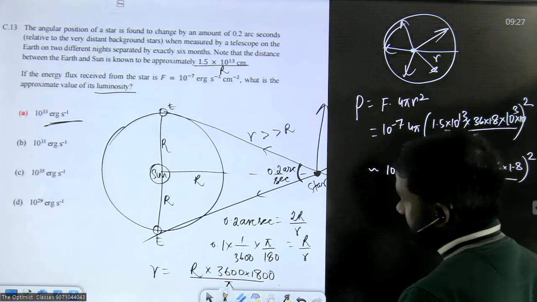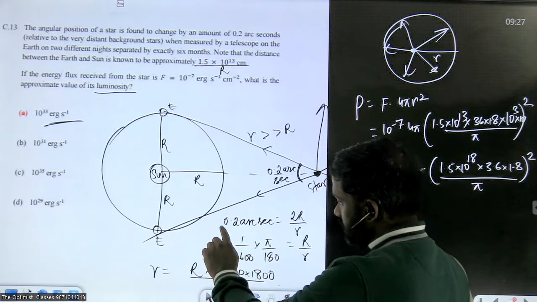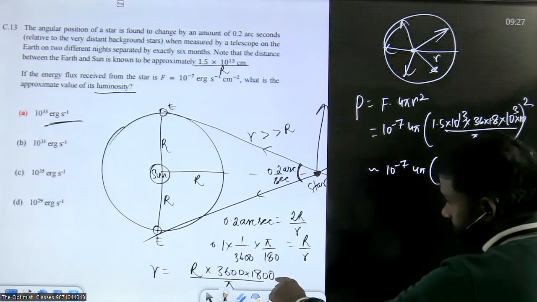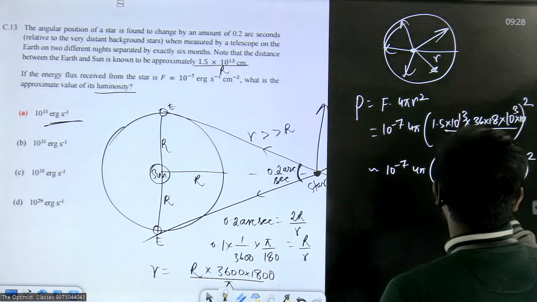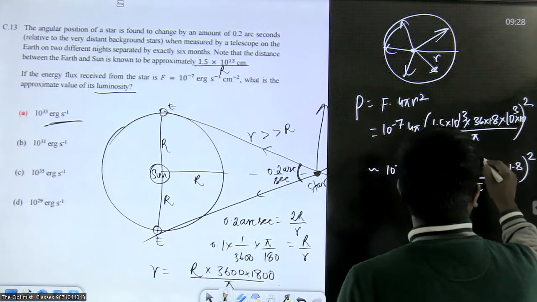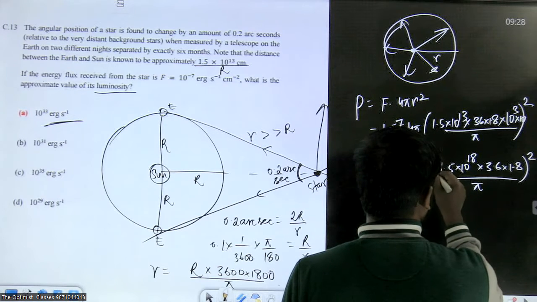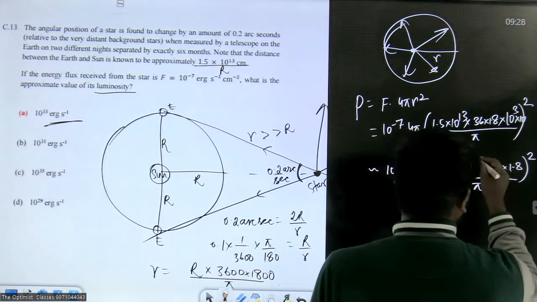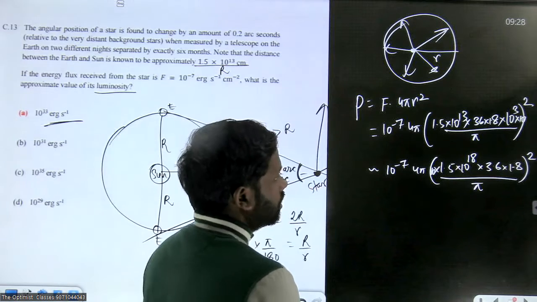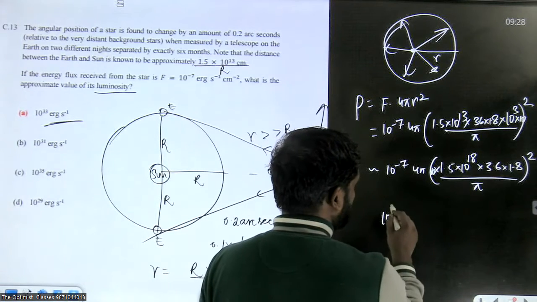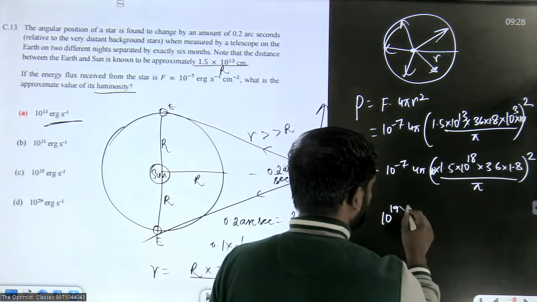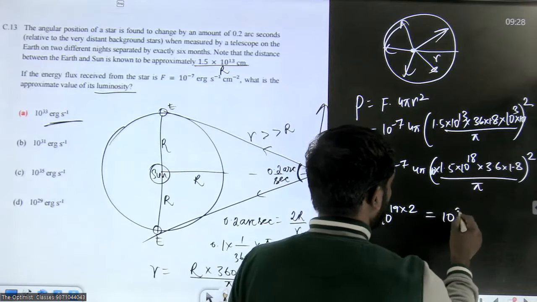One more 10. Actually, see here 0.1. If you write it as 1 by 10, that will multiply with this, so we get 1800. So one more 10 is there, so let's write here one more 10. So basically 10 to the power we have 19. Now you see here we are getting 10 to the power 19 and it is a square, so we'll get here 10 to the power 38.